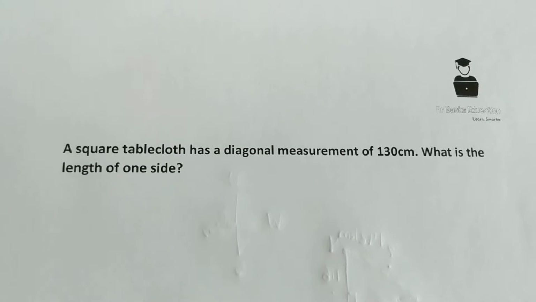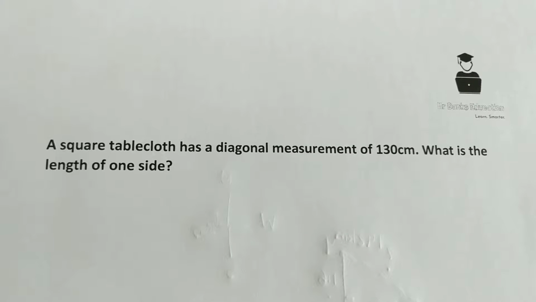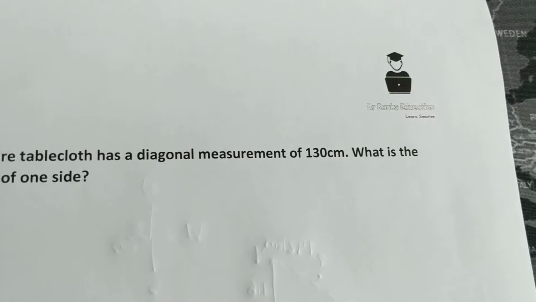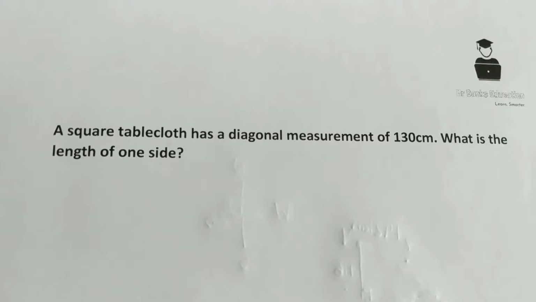Okay, so let's have a look at this question now. This question is, a square tablecloth has a diagonal measurement of 130 centimeters. What is the length of one side?